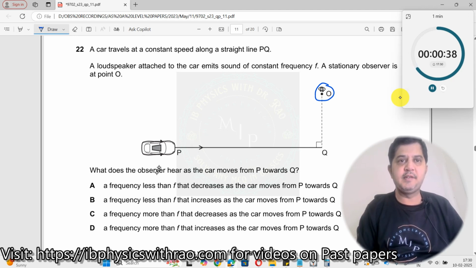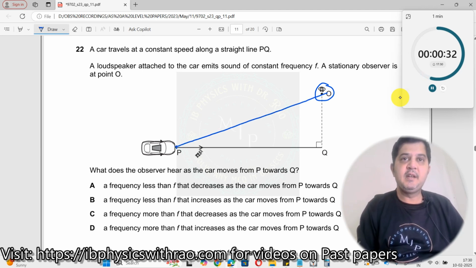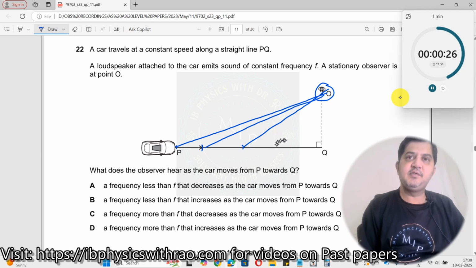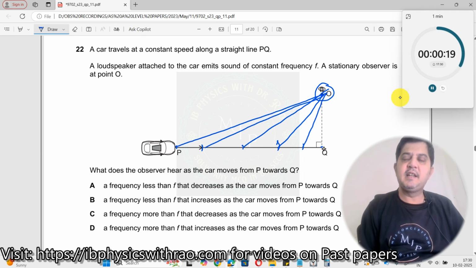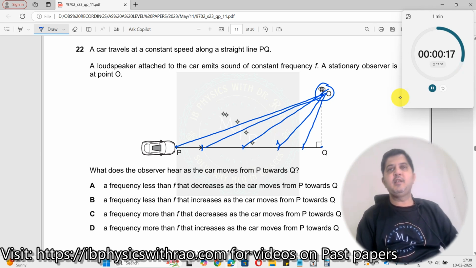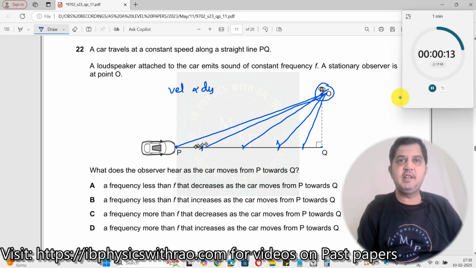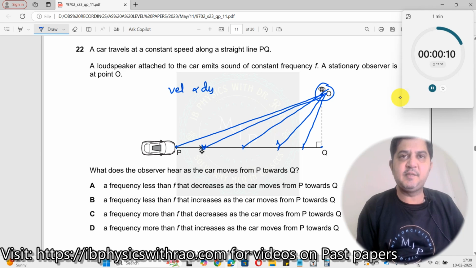Initially, when the car is at this point P, this is the distance over here. After 1 second, this is the distance over here. Then this is the distance. So as you see, as the car starts moving from P to Q, the distance keeps on reducing, and here the distance is the least. Now we know that velocity is proportional to distance. So when it comes to this point, the distance is much lesser as compared to this.